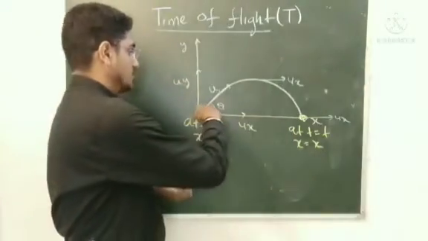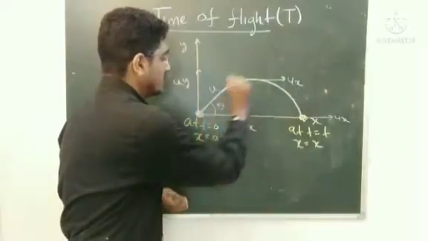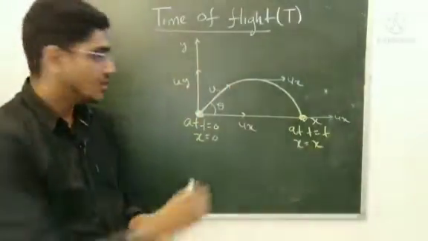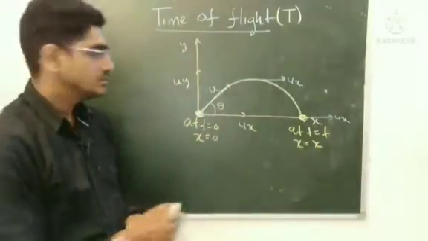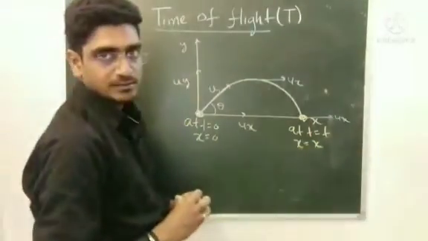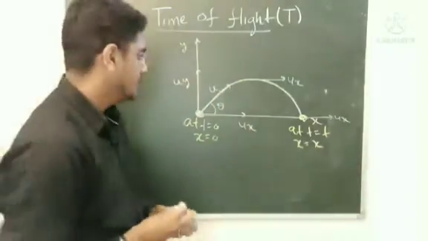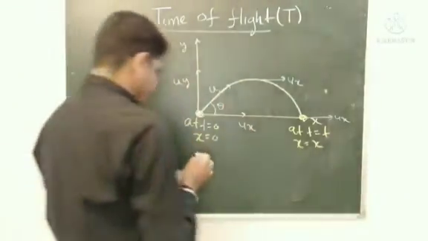This is the total time required when the particle once again returns back to the x-axis, the horizontal. We can also say this is the time required when the particle returns back to the ground. Alright. So how can we find the time of flight?